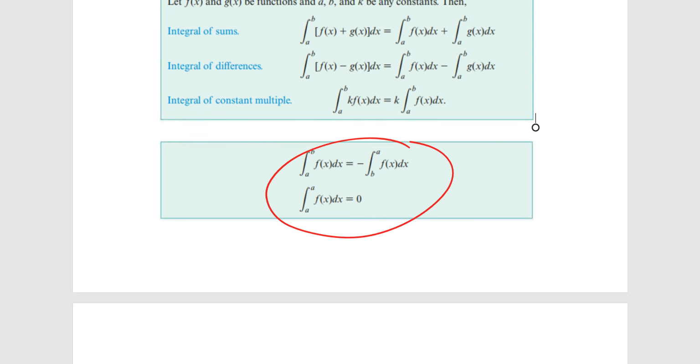The next 2 are ones that might not seem as obvious just by looking at them. If you have an integral from a to b, and you switch the bounds and go from b to a instead of a to b, the answers are going to be equal, except they're going to be the negative version of each other. And the other one is if your lower limit and your upper limit are the same. I'm using bound and limit interchangeably. If your lower limit and upper limit are the same, then your answer will always be 0.